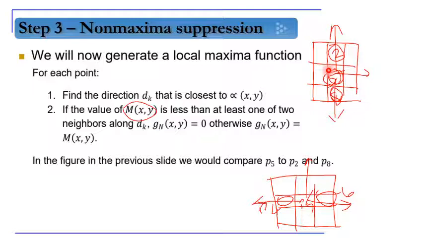If I am comparing this P5 with 2 and 5, and I find the value 5 is the maximum, that means with respect to these two neighbors, the value of P5 is maximum, so this represents the edge point. In that case I just keep this edge point, because this is a true edge point. So gn(x,y) is kept as m(x,y), its original value. And if it is not, then this pixel will be assigned 0 value. After assigning this, we get a new image called gn(x,y).